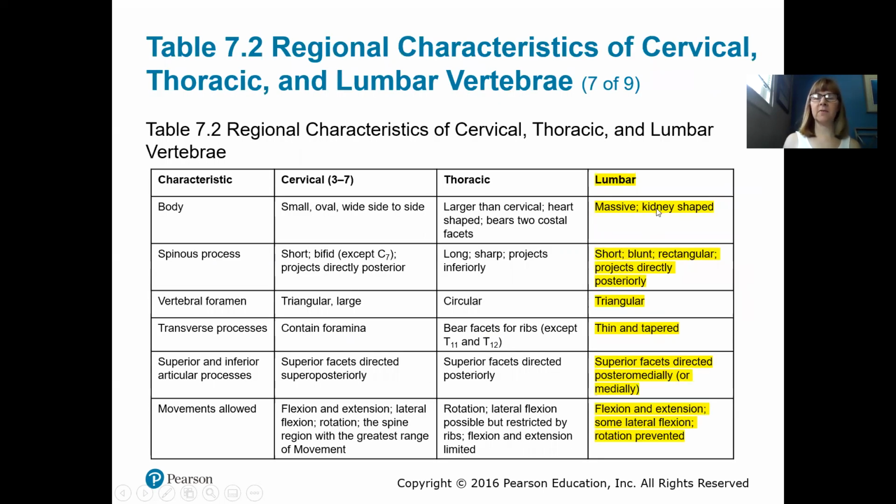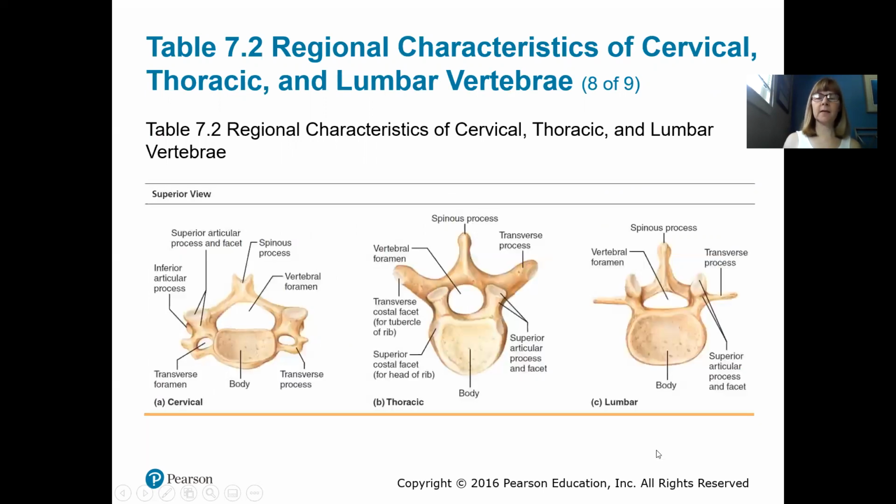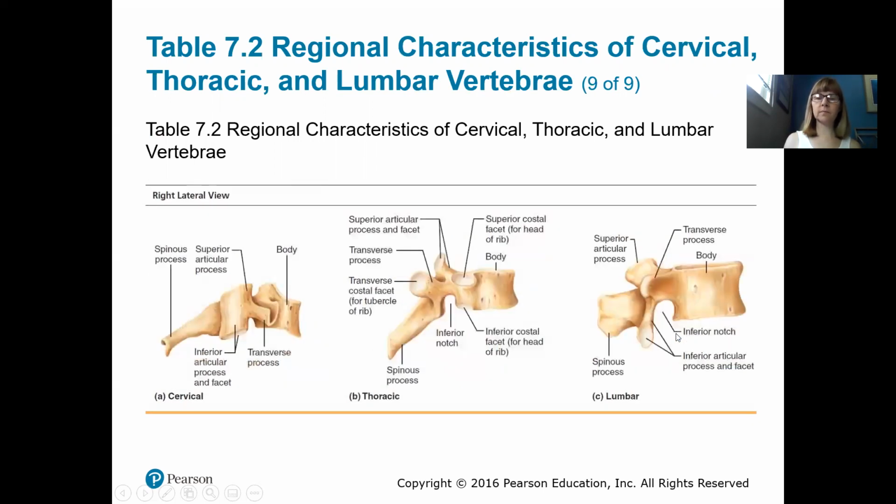So here's that chart again, and you can see all those things we talked about. So now the process is much shorter. Transverse process a little thinner. Body is really massive. And you can see that hatchet-shaped process and has really thick muscle attachment at that point.